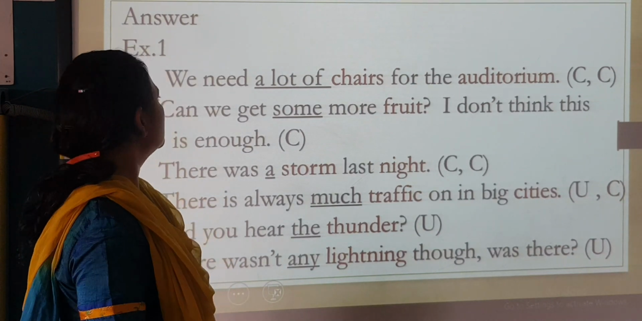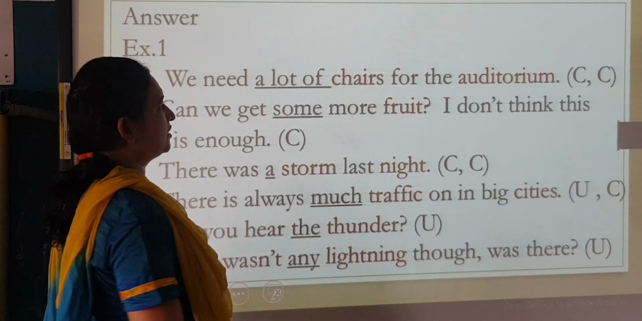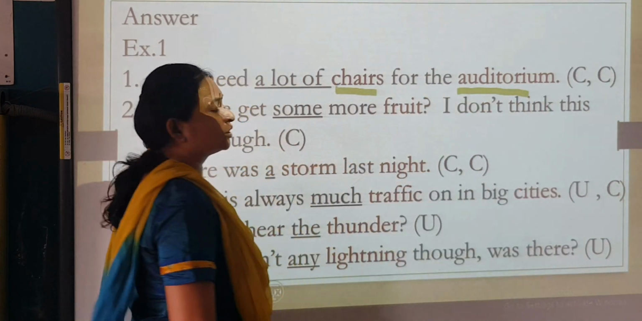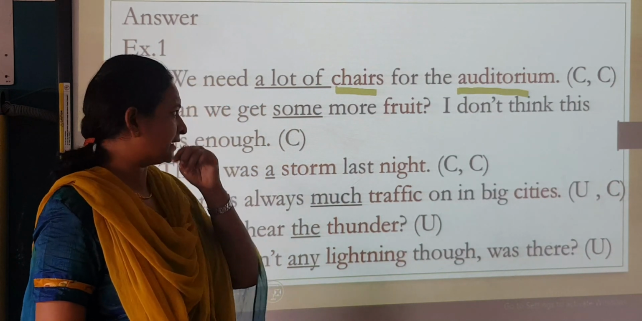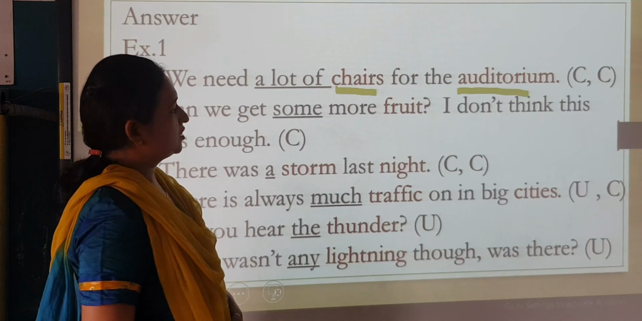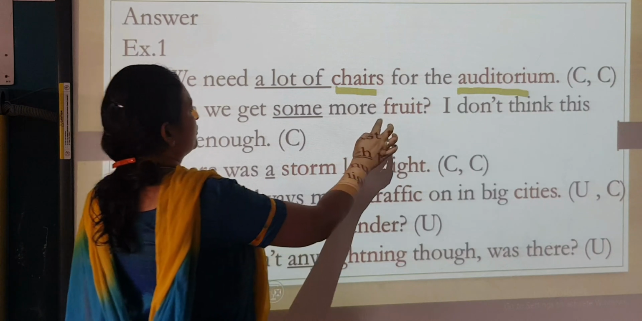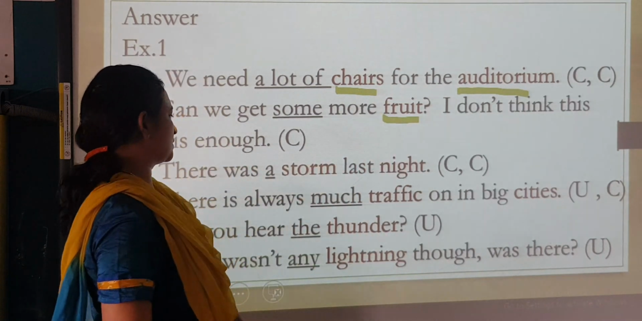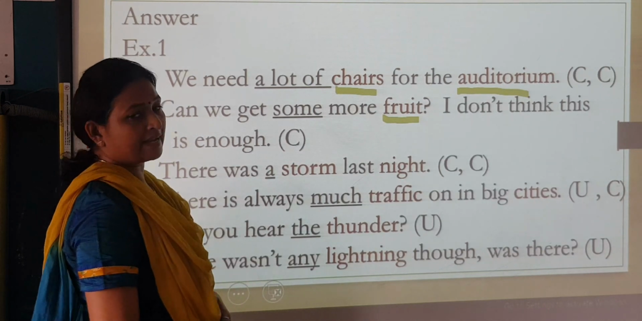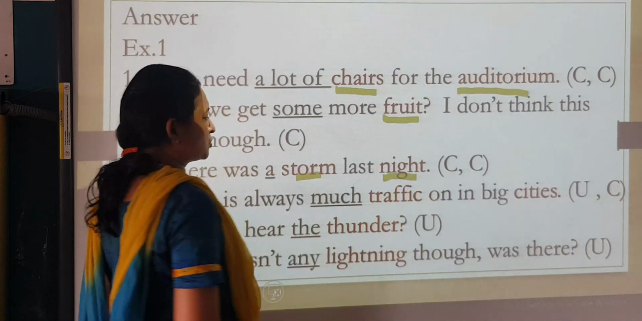So let's do it. We need a lot of chairs for the auditorium. Now the nouns are chairs and auditorium and both are countable. You can underline it. Can we get some more fruit? I don't think this is enough. Now the noun is fruit and it is countable. There was a storm last night, and the nouns are storm and night and both are countable.